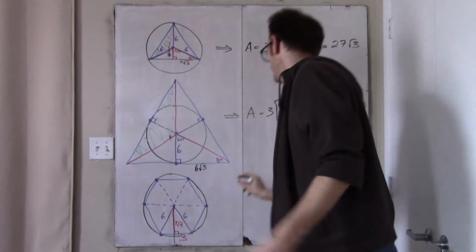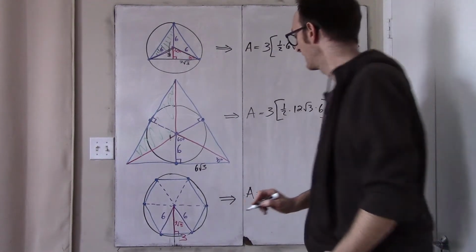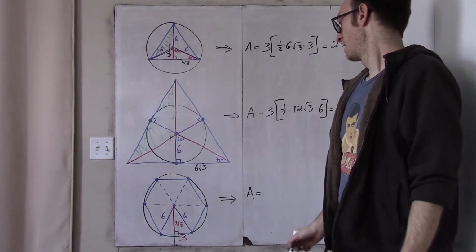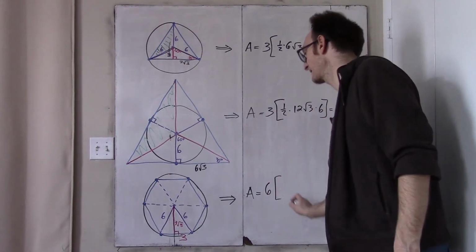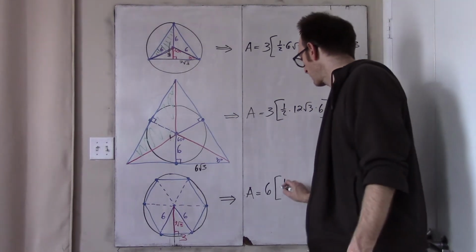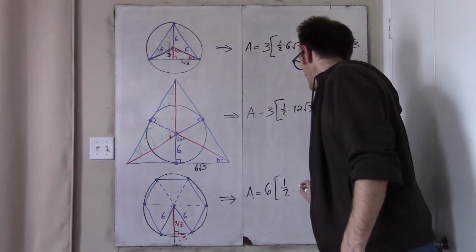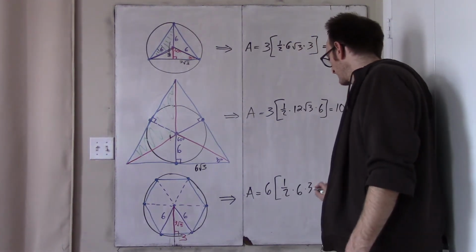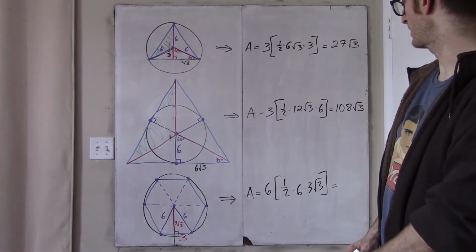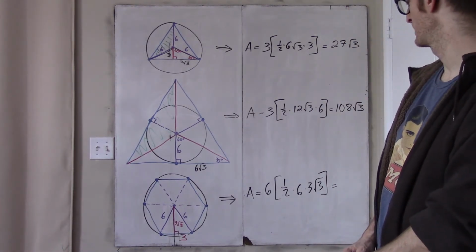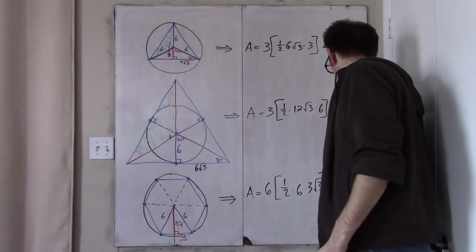So, the area of this regular hexagon is 6 of these triangles, each of which is 1/2. The base is 6, and the height is 3 root 3. So what's all that? I guess that's 3 times 3 times 6, so 9 times 6, 54 root 3.